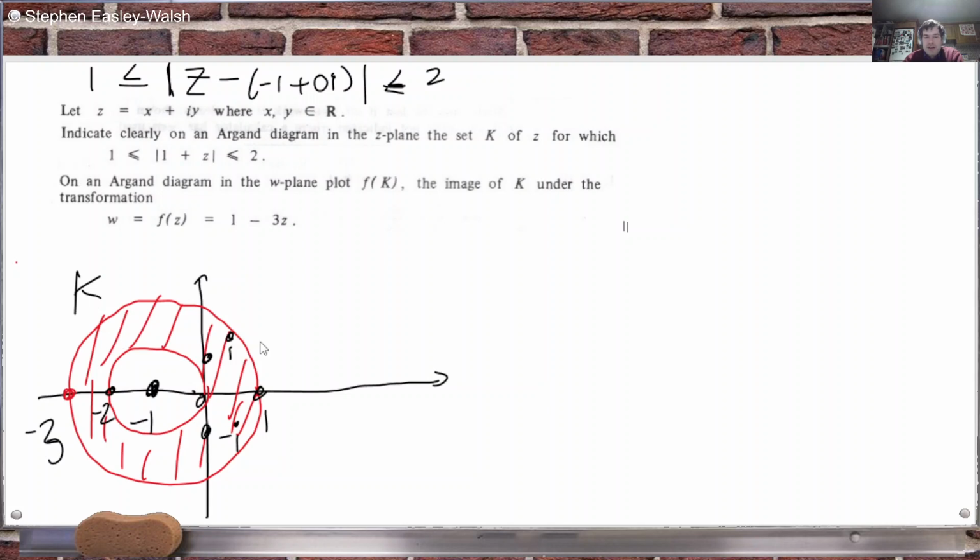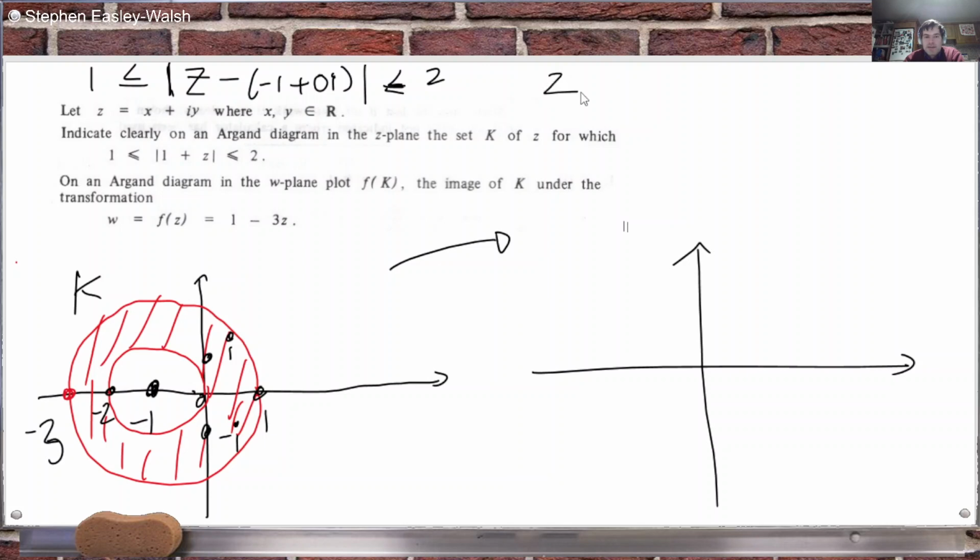Now, I usually draw it on the same diagram, but this time I'll do it on a separate one. So then we have the transformation. So let's see what the transformation does. It takes Z, and then it multiplies it by 3. Then it multiplies it by minus 1. And then it adds 1 to it.